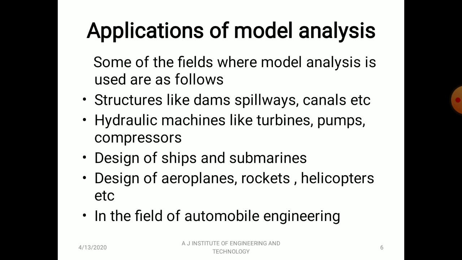As we all know, turbines are work producing devices, for example, a steam turbine where steam is used as the working fluid. Then pumps, which are work absorbing devices used for pumping water or any fluid. Then compressors: to get the desired pressure ratio you can go for compressors.